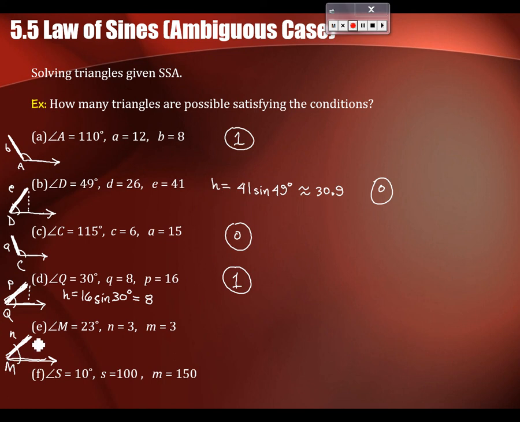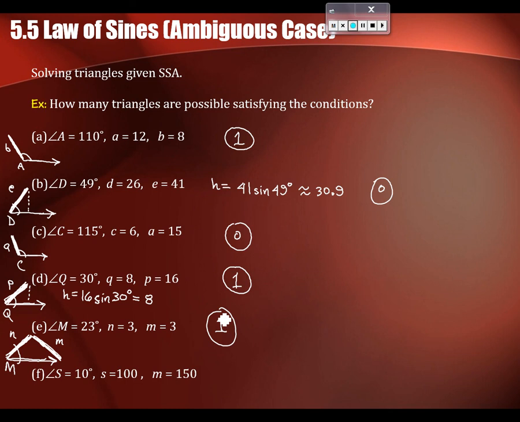How about we draw M in here? I think we're going to be okay. And we just get one triangle, don't we? It's an isosceles triangle, right? You can compute the height. It'd be 3 sine 23. Figure it out. But definitely 3 works. So that's one triangle.